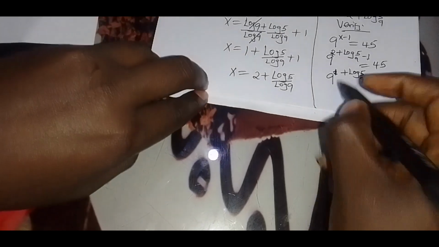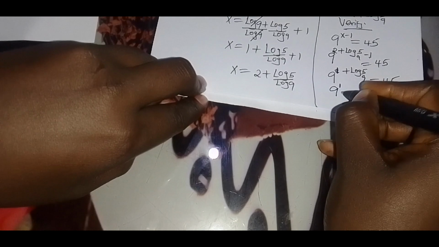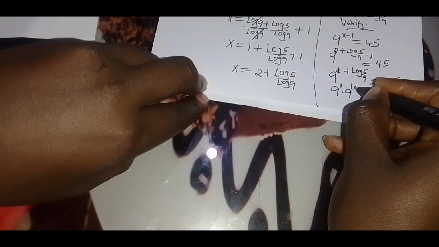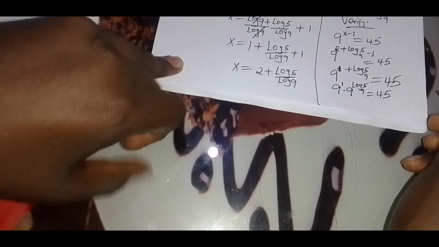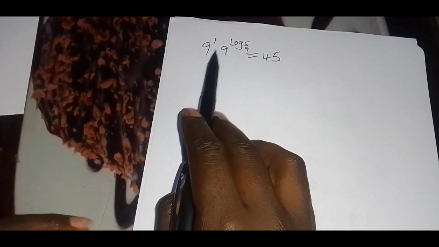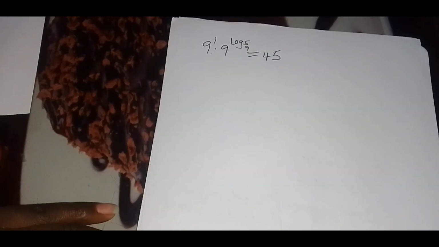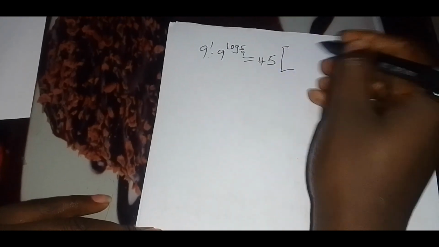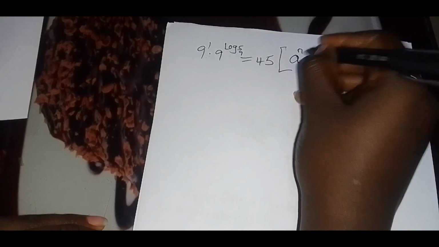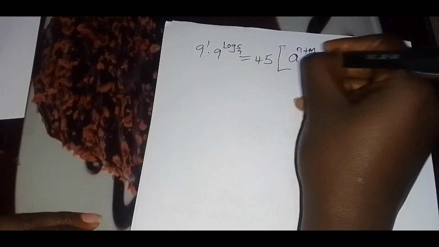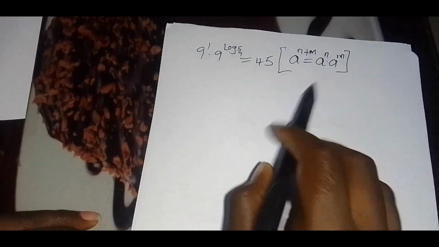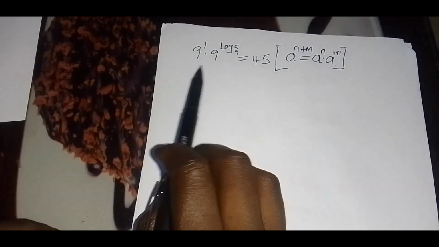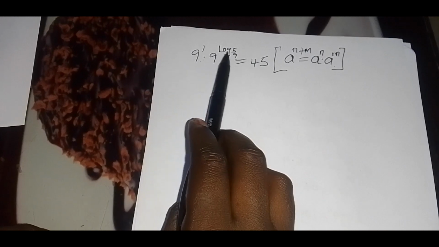Okay, so this is 9 raised to power 1 multiplying by 9 raised to power log 5 to base 9, this should give us 45. Okay, now applying the property that a raised to power n plus m can be expressed as a raised to power n multiplied by a raised to power m, given that the bases are common. Now we have 9 raised to power 1 multiplying by 9 raised to power log 5 to base 9.